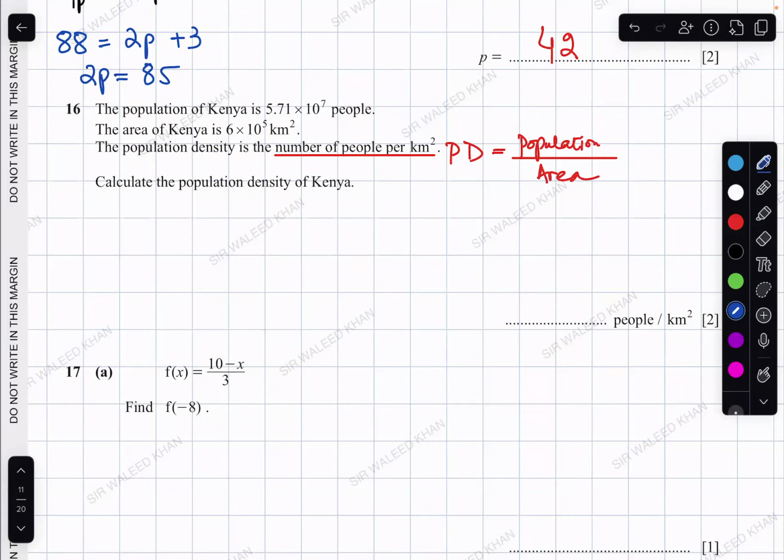So they are saying calculate the population density of Kenya. So the population density of Kenya will be the population of Kenya, which is 5.71 into 10 raised to power 7 divided by 6 into 10 raised to power 5. So they haven't limited us to standard form. We are not required to give our answer as a standard form. I just have to divide them. So divide them and tell me the answer.